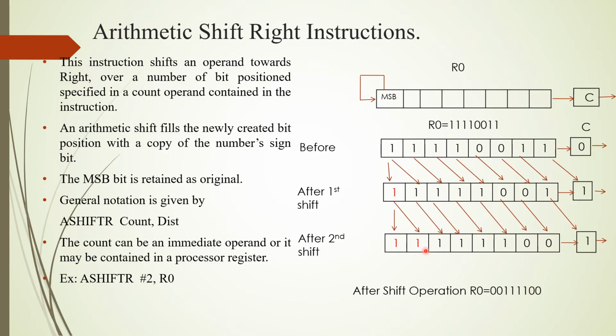After the second shift, the same thing continues. From the MSB, the bits are shifted towards the right by 1 bit position and the LSB bit is lost, and the copy of this will be available in the carry flag, and you can make out here the MSB bit is retained as it is. The arithmetic shift left is identical to the logical shift left operation.